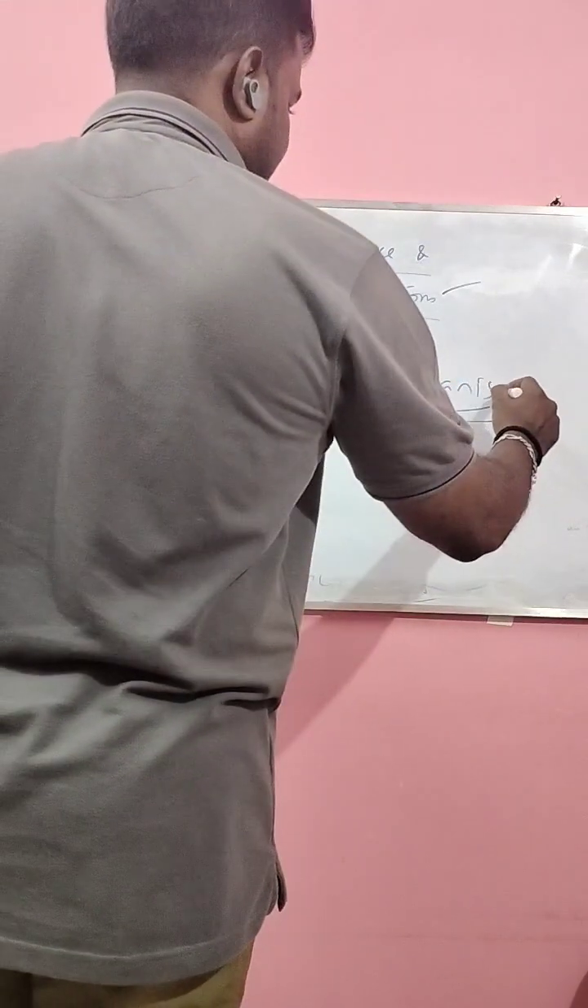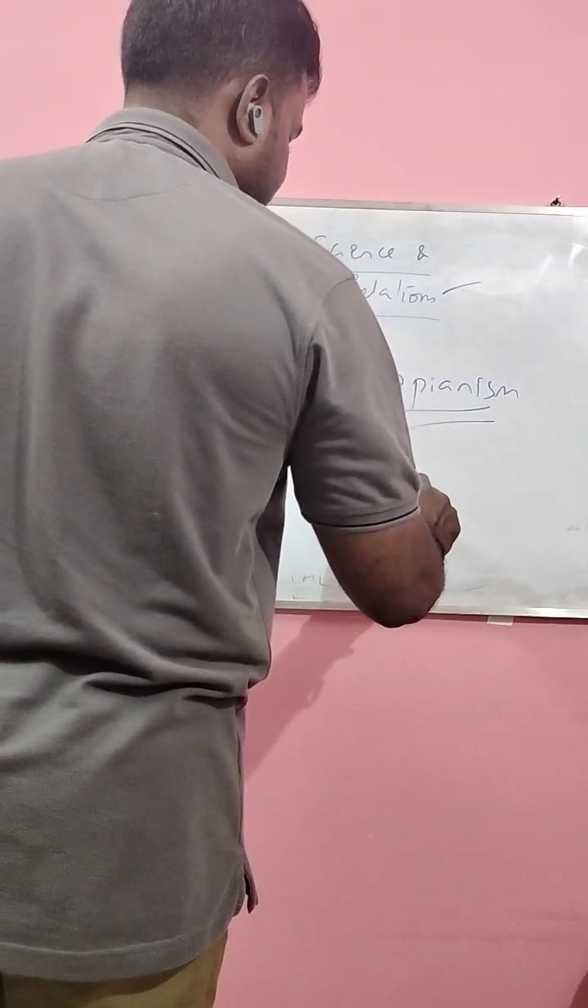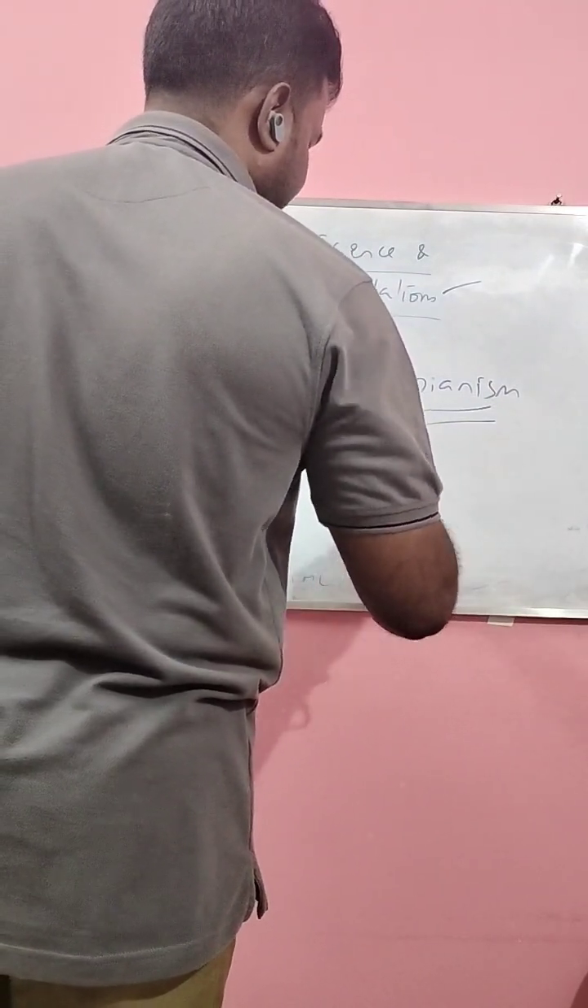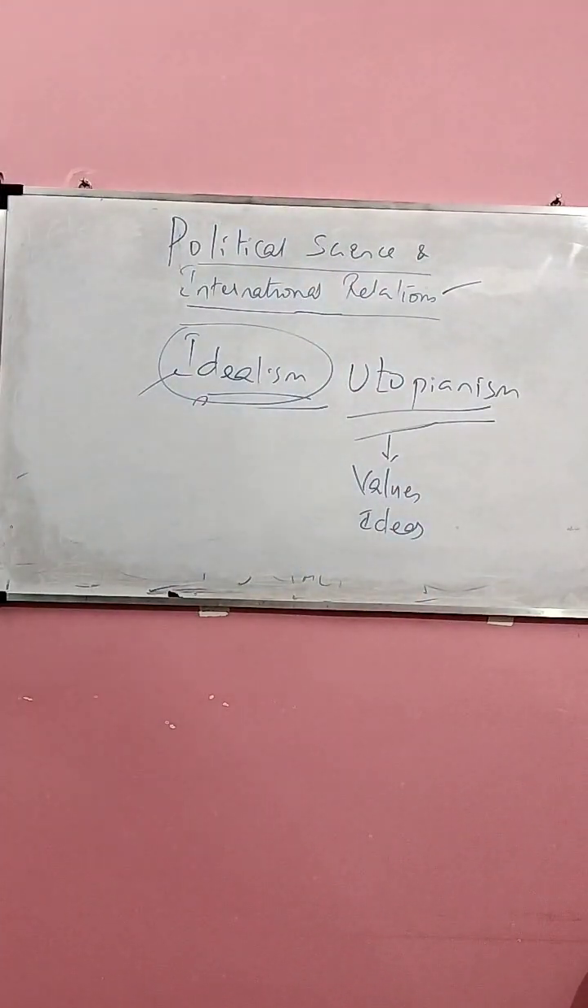Utopianism definitely has values, ideas. The idea of man is actually manifested in the form of utopia. That's why we call it utopianism. Now, idealism is an approach which gives importance to morals and ideals in international relations rather than power and the pursuit of national interest. Realism is actually connected to power and national interest. We will study realism in detail next. Idealism is just the opposite of realism.